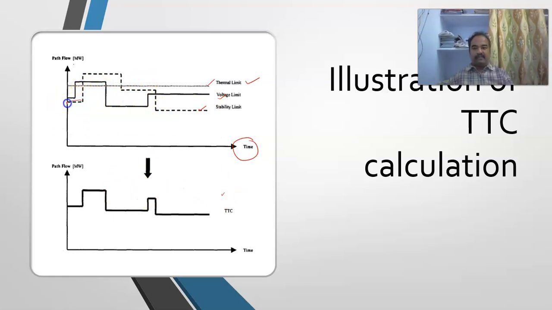See, in this case, this is the minimum value, and here this is the minimum value, here this is the minimum value, and this is and this is. So this is the way how TTC will be computed in modern power systems.